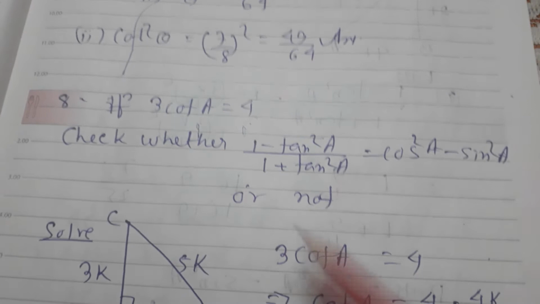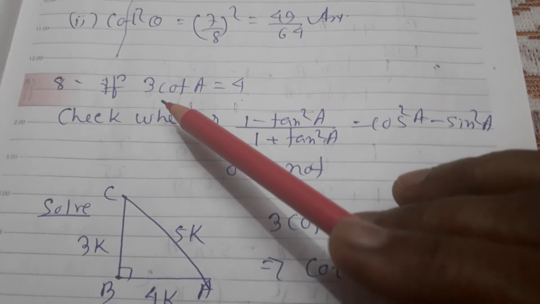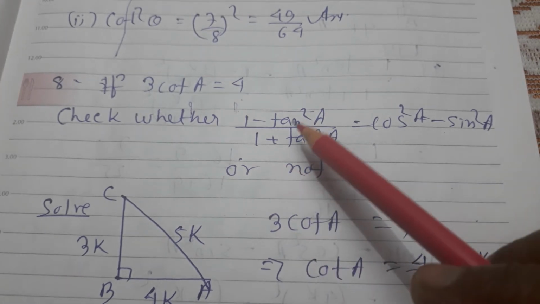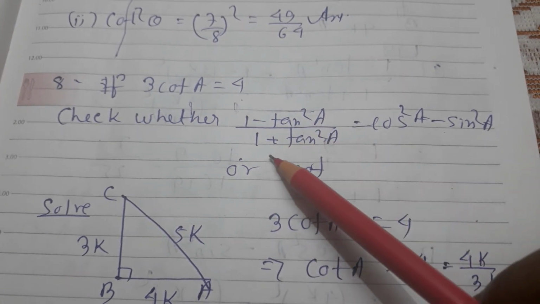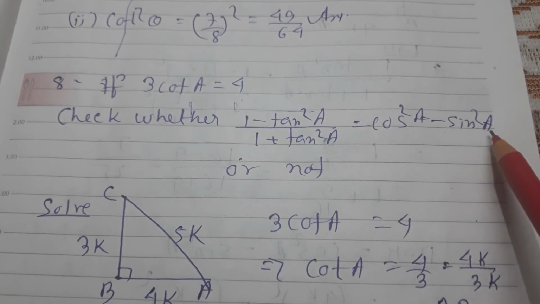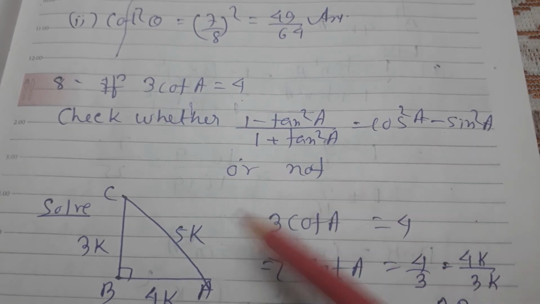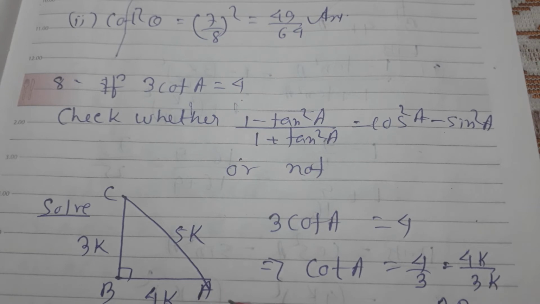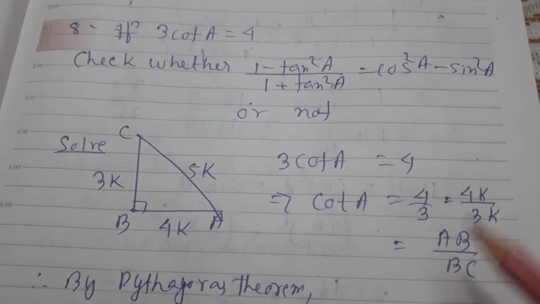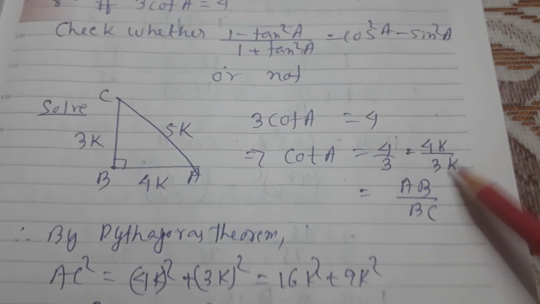Now next question. Same type of question. If 3 cot A equals 4, check whether (1 minus tan square A) by (1 plus tan square A) equals cos square A minus sin square A or not. Now draw a triangle ABC. This angle is A. 3 cot A equals 4, so cot A equals 4 by 3, that is 4k by 3k.